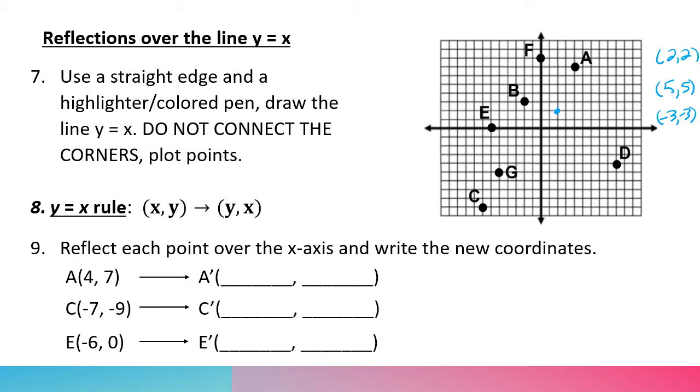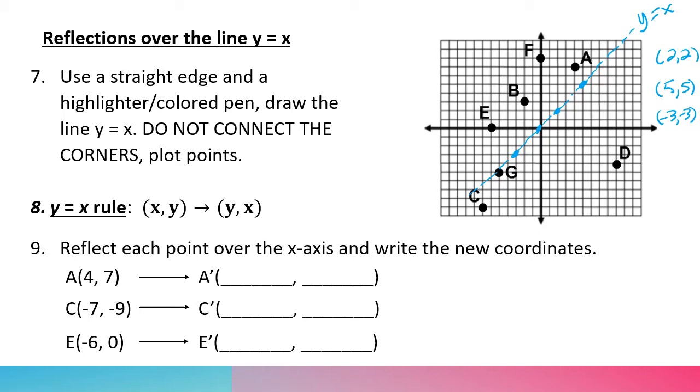I want you to plot the point 5, 5. And I want you to plot the point negative 3, negative 3. And naturally, this line will go through the origin. So make yourself a nice little dotted line that goes through all of those points. It will also go through point G down there. And this is the line y equals x.